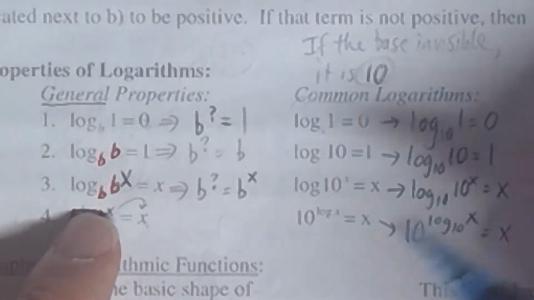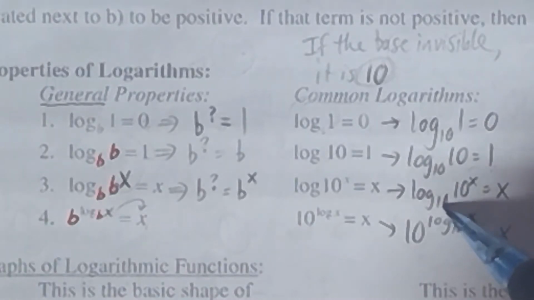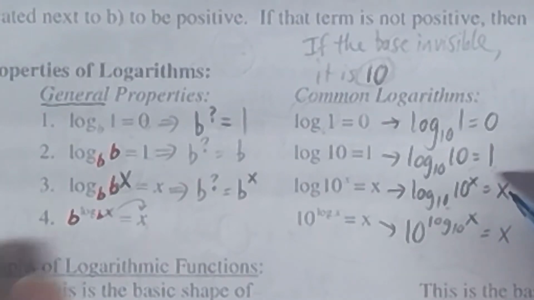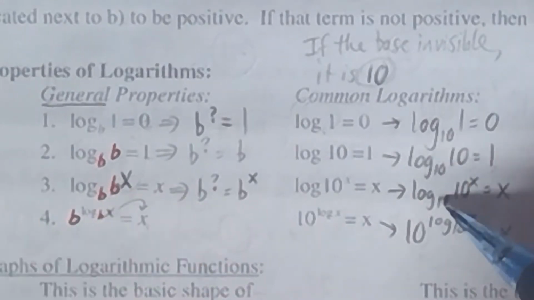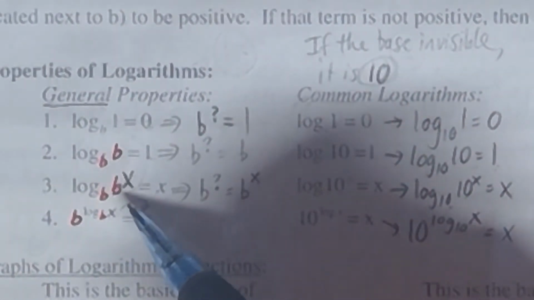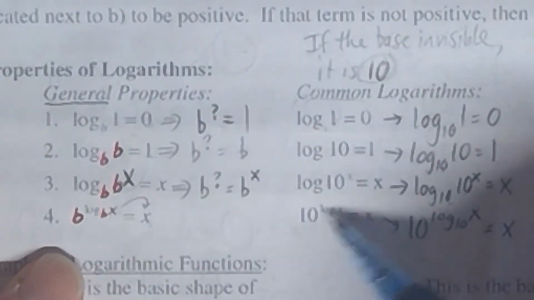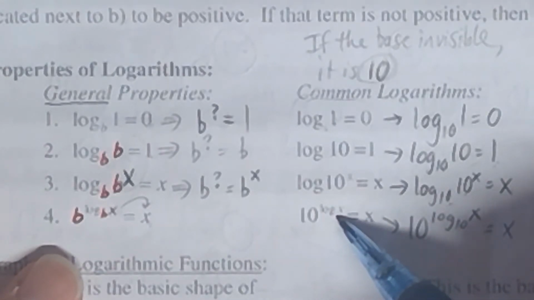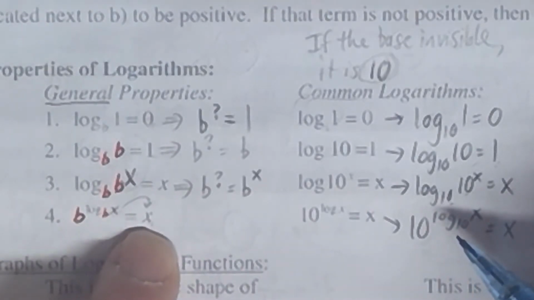When you realize that the invisible base is 10 right here, whether you write this down or not, right here underneath the g, if you have 10 and 10 to the x, the answer's got to be x. That's what this is saying right here. If the b and the b are the same, the answer's x. If the 10 and the 10 are the same, that's exactly the same thing. And finally, if you have 10 and then log base 10 of x, again, there's an invisible 10 there underneath the g. Then just like what this says right here, where the b and the b are the same, the answer is x right there.